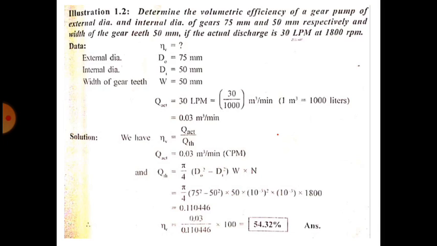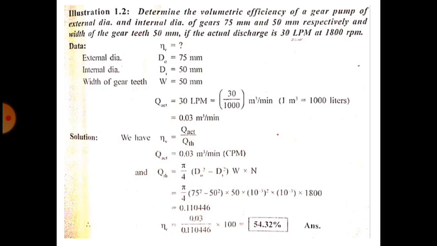So the next problem: determine the volumetric efficiency of a gear pump. We want to find the volumetric efficiency, that is Q actual divided by Q theoretical. The gear pump has an external diameter and internal diameter of 75 mm and 50 mm respectively, and the width of the gear is 50 mm, with an actual discharge of 30 liters per minute at 1800 rpm. So the given things are d naught equal to 75 mm, di equal to 50 mm, width of the gear 50 mm, and Q actual is 30 liters per minute.